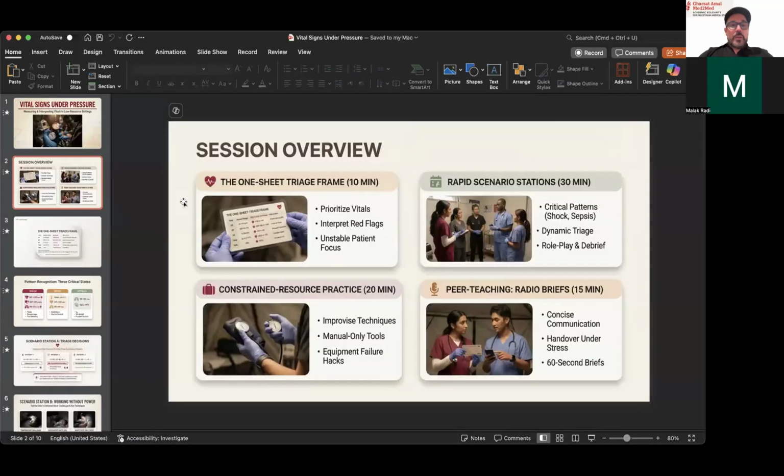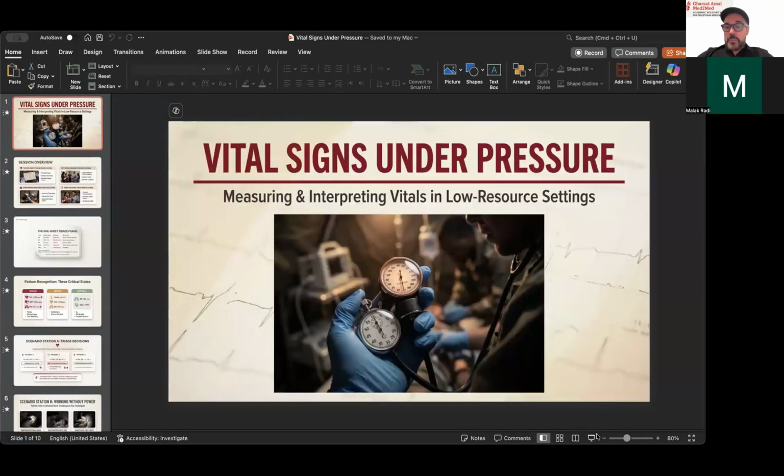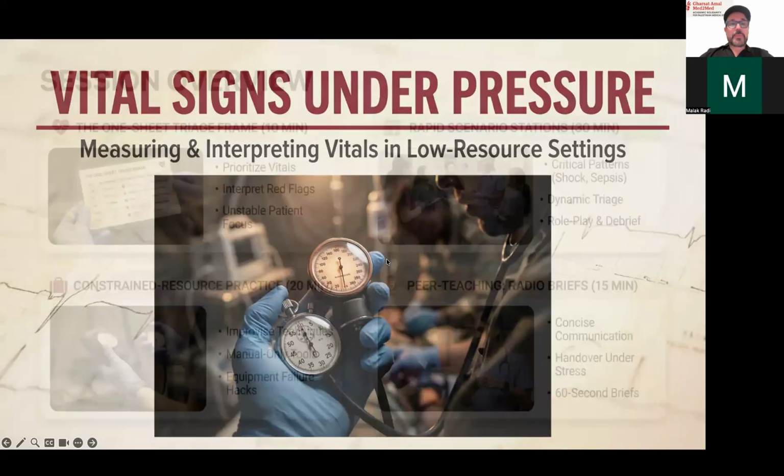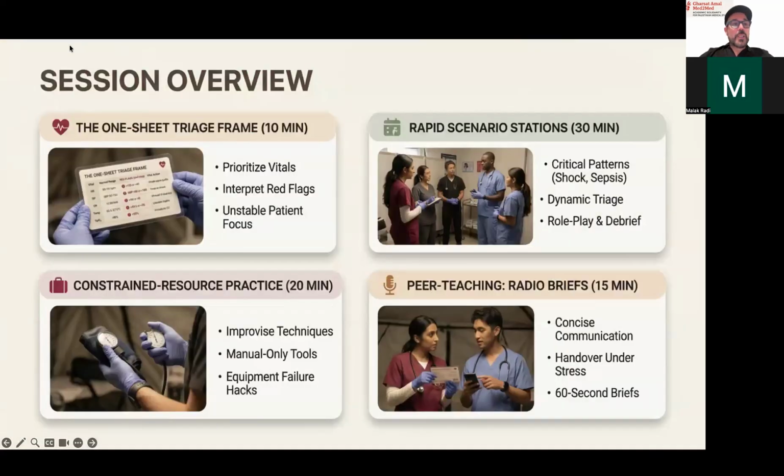There we go. And how to measure and interpret them in a low resource setting. Initially, we're going to be talking about the triage. Triage is a word that says to us, we need to at least know a little bit of what is important, what is not important. Is this acute? Is this urgent? Is this critical? Can this take some time?